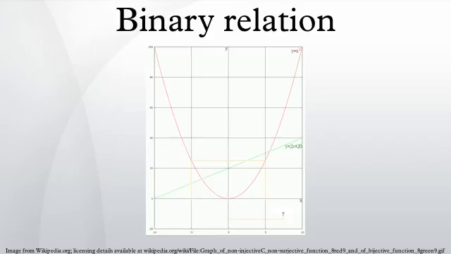A relation that is reflexive, antisymmetric, and transitive is called a partial order. A partial order that is total is called a total order, simple order, linear order, or a chain. A linear order where every non-empty subset has a least element is called a well order.